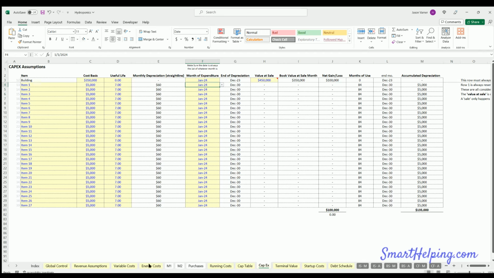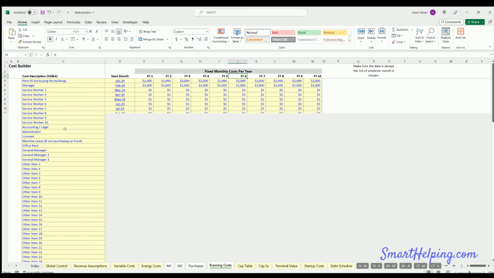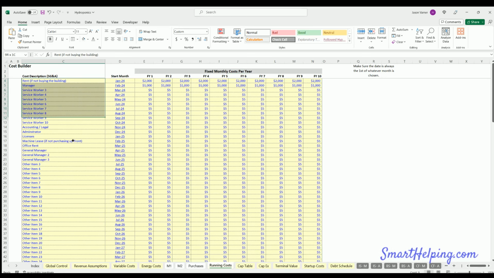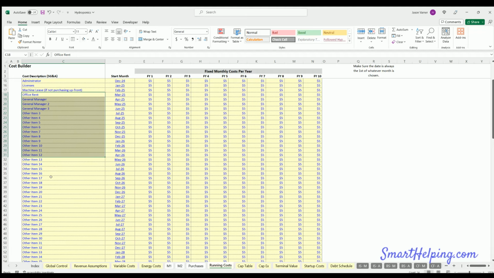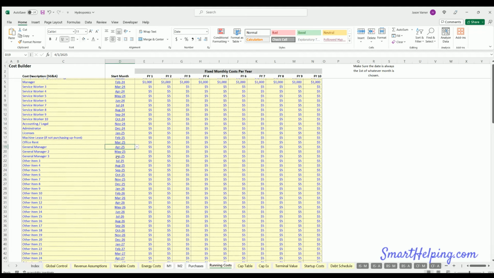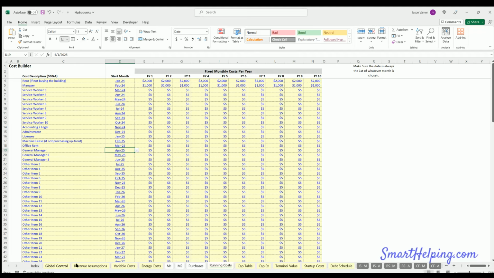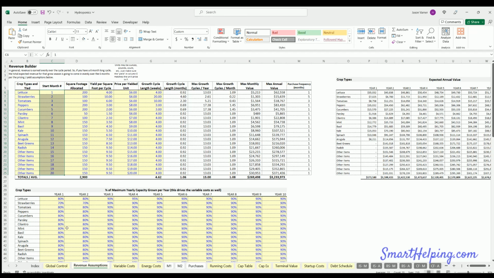So it's really dynamic. And running costs here. So running costs you could also scale out, with crews and planning out when different costs start over the whole 10 years. So you can do one location, you can do a bunch of locations. Well, not a bunch, but like 2 or 3, depending on how many crops you're growing at each location, essentially. So it's really good for that.